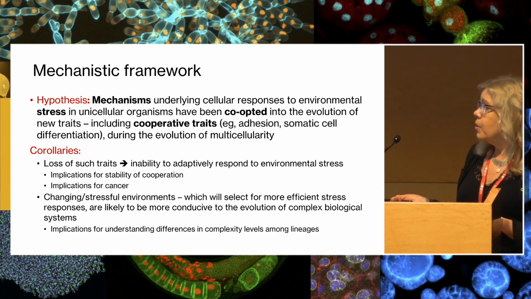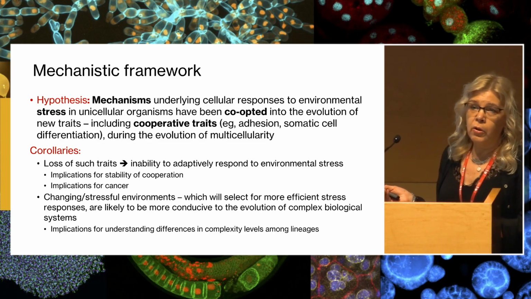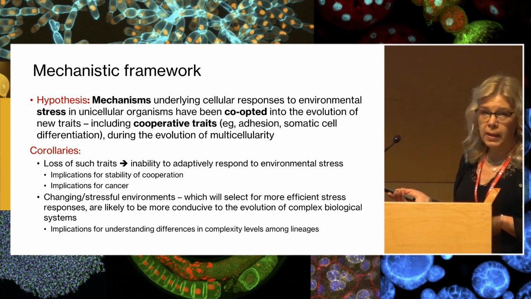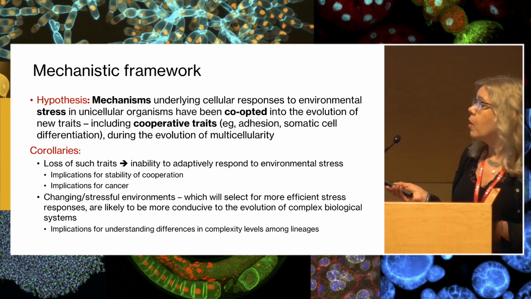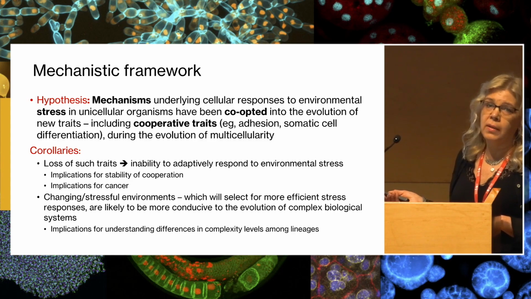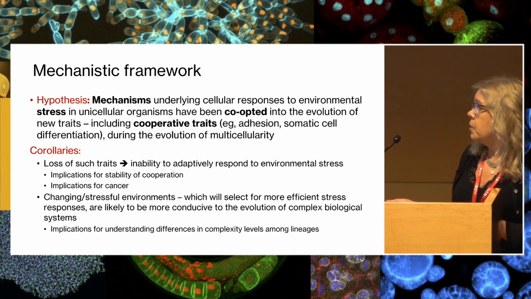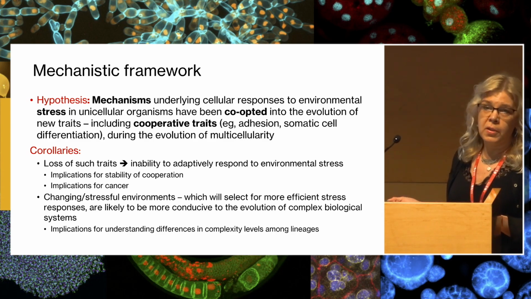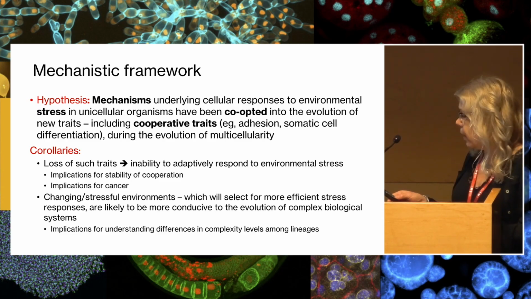And I'm not going to talk about this today, but I think this idea can also have implications in terms of explaining why some systems evolve more complex. There might be a correlation between changing or stressful environments, in the sense of them selecting for more efficient stress responses. And if these responses can be co-opted into new traits, then one would expect such environments to be more conducive to the evolution of complex biological systems.